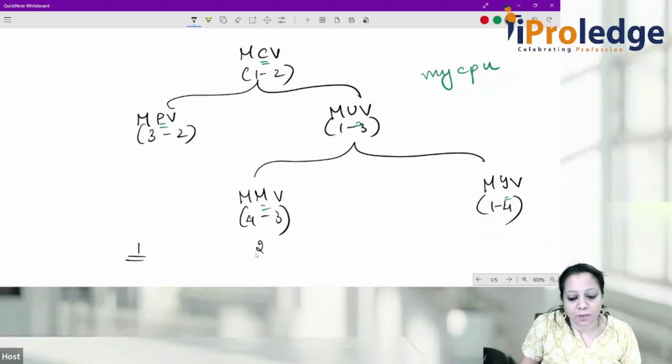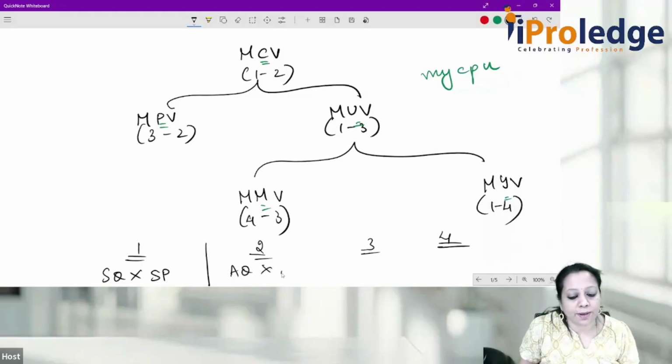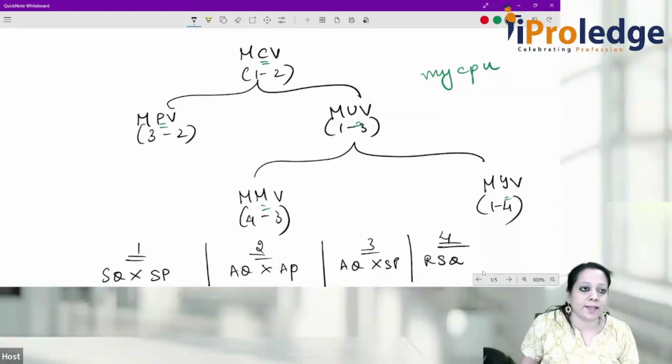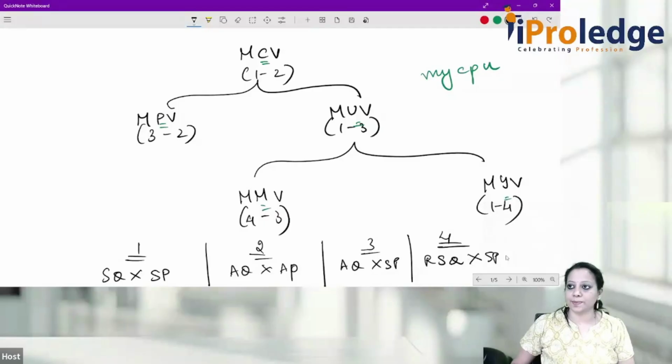Now we will write what are 1, 2, 3, and 4. 1 is standard quantity into standard price. 2 is actual quantity into actual price. 3 is actual quantity into standard price. 4 is revised standard quantity or revised actual quantity, you can say whatever, into standard price. So these are 1, 2, 3, and 4s.